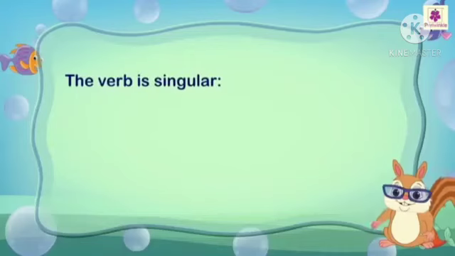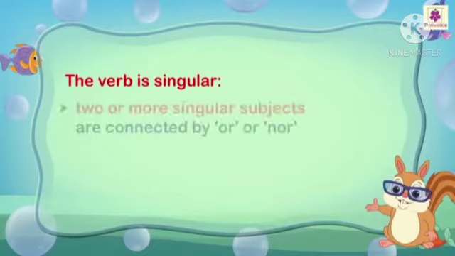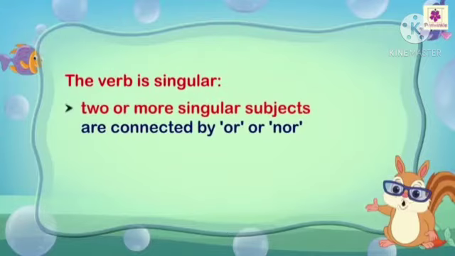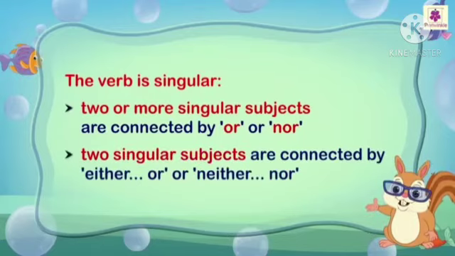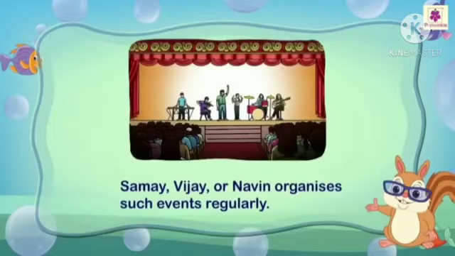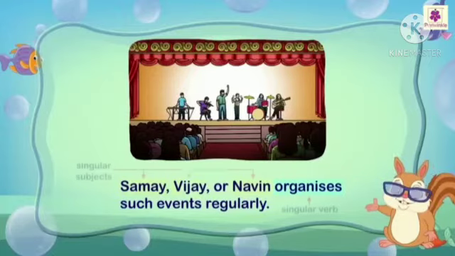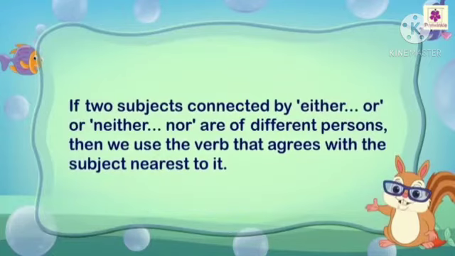Two or more singular subjects are connected by or, nor. Two singular subjects are connected by either or, neither nor. And when we combine two subjects using or, neither nor, either or, the verb agrees with the second subject. If two subjects connected by either or neither nor are of different persons, we use the verb that agrees with the subject nearest to it.